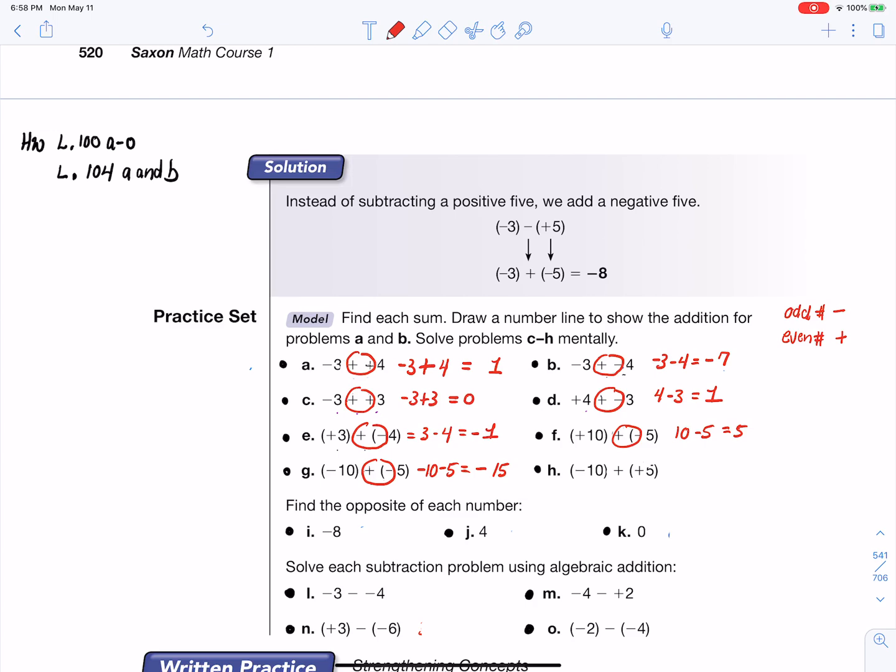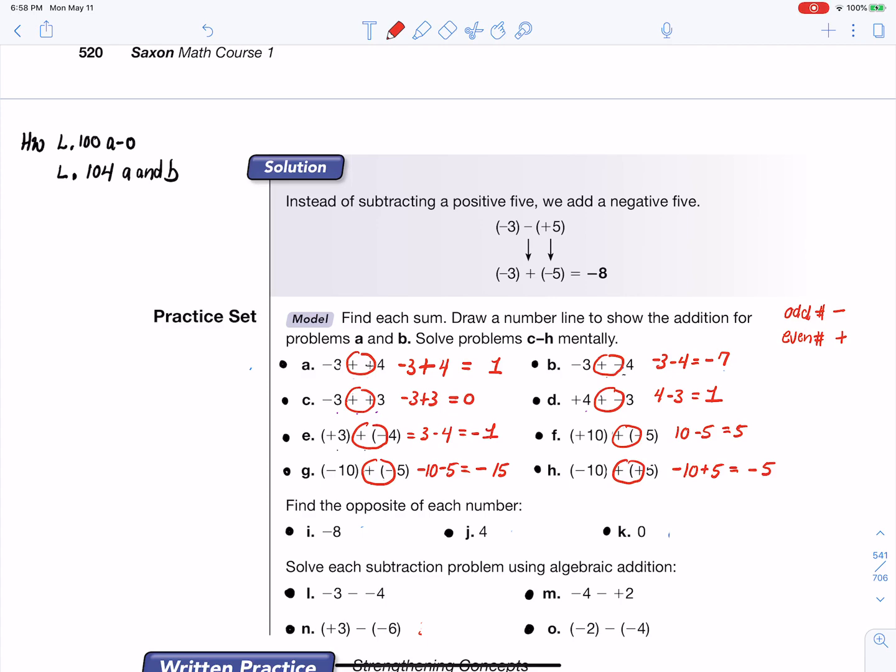For H, positive and a positive, which means I'm adding, so I have -10 plus 5, going in opposite directions. That's what the negative and the positive tell me. So I'm going to go ahead and take the difference between 10 and 5, which is 5, and I keep the sign of the direction I go farther in.